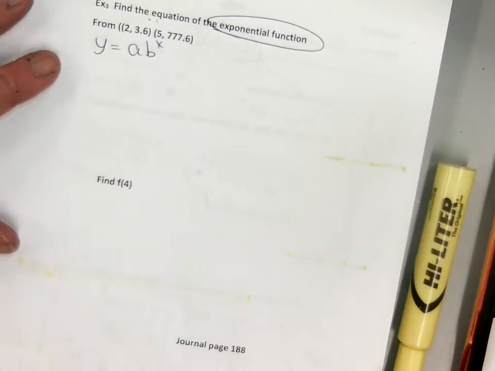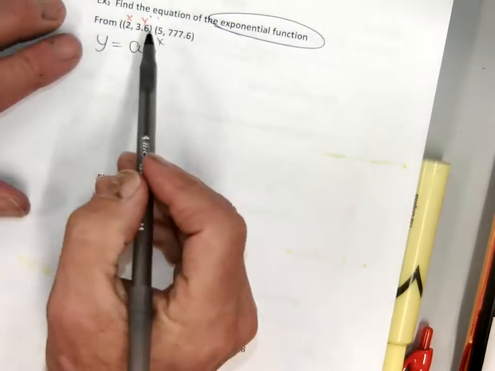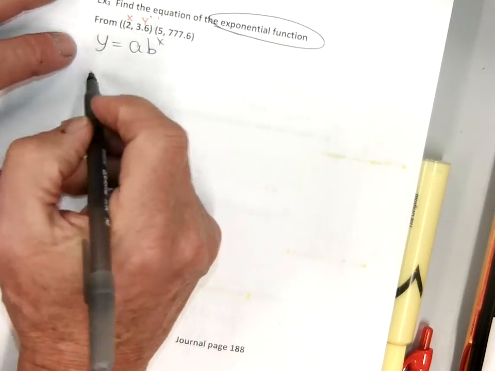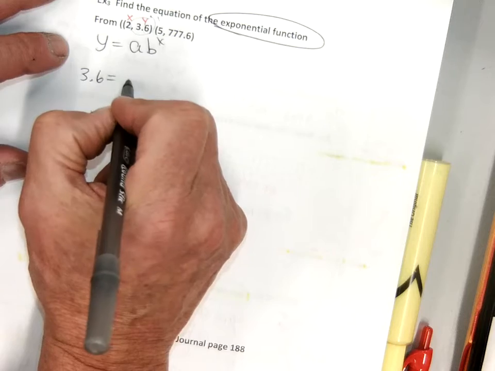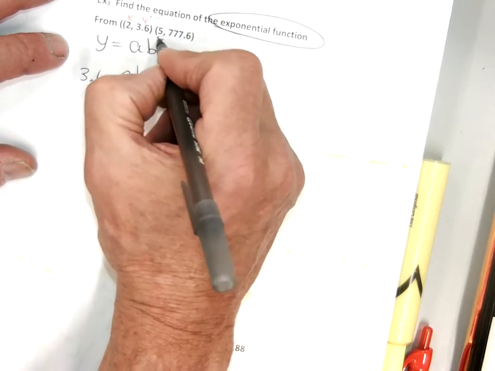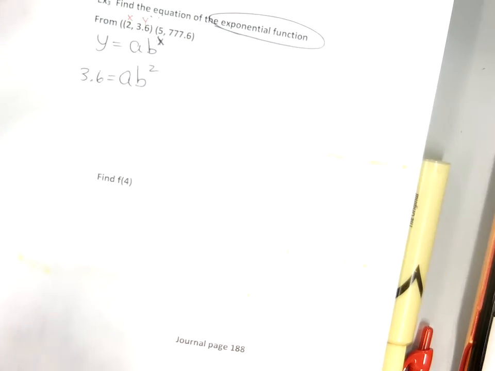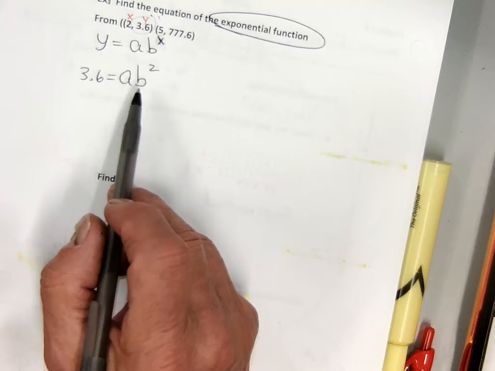Every point has an x and a y. I'll put 3.6 in for y. So instead of writing y, we'll replace it with 3.6. ab, and instead of writing the x variable, I'm going to write the 2. Okay? All right. Now, same thing. I'm going to solve for a.